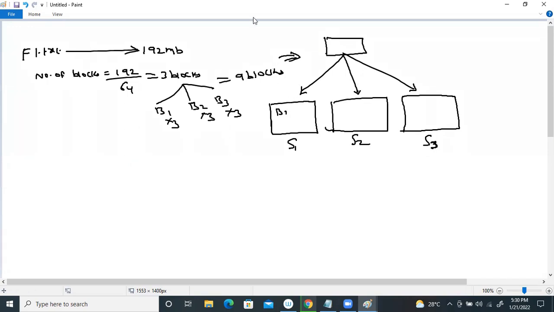B1 here, how are these 9 blocks going to get distributed across the 3 slaves? B1 here, B2 here, and B3 here, right? Observe. B1, B2, B3.